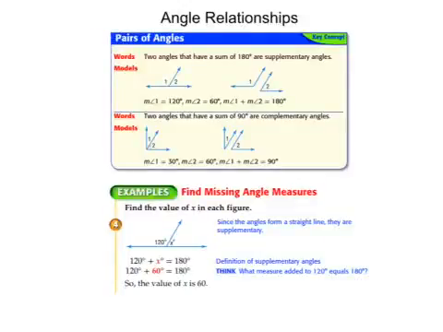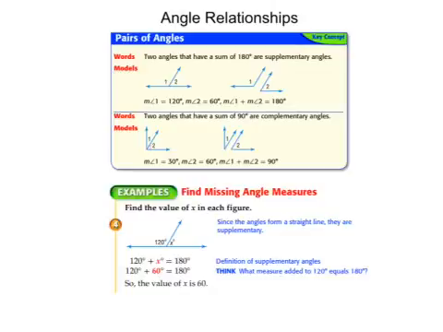So we're going to continue looking at geometry, and we're going to look at angle relationships today. The first two that we're going to look at are supplementary and complementary angles. Let's go ahead and start with supplementary. Supplementary angles are two angles that have a sum of 180. Remember, sum means to add. So it's when you add two angles and they equal 180.